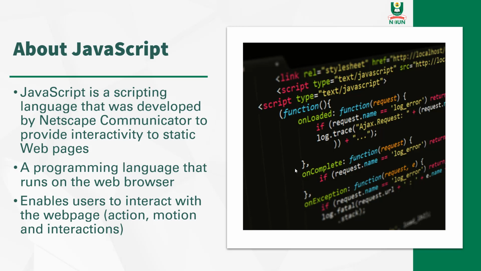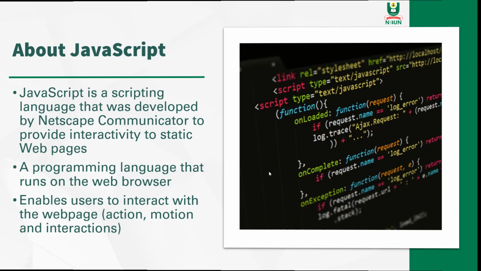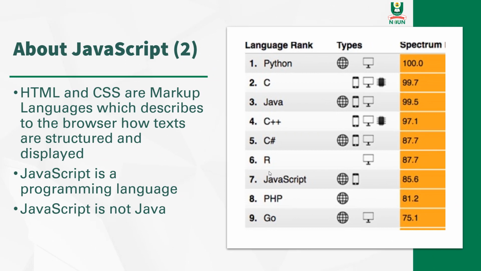So quite a number of things can be done with this language. It enables users to interact with web pages. So things like action, motion, interactions can all be accomplished using the JavaScript programming or scripting language. I mentioned earlier on about HTML and CSS. These are markup languages. They describe to the browser how the text should be structured and displayed. So they are not programming languages as it is, but they are called markup languages. But JavaScript is a programming language.